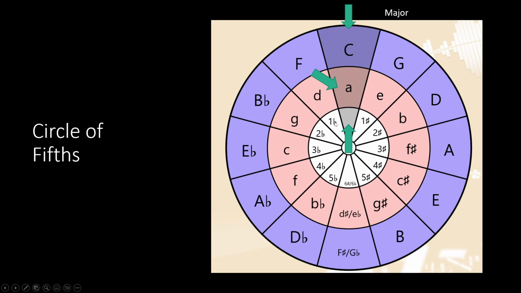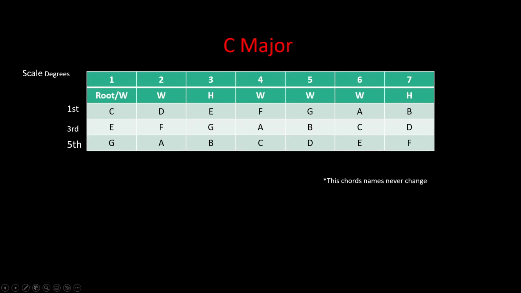How many flats or sharps are in the C major scale? In the A minor scale, there's 0. No flats, no sharps, all right? But if we went to G, there's one: G major, E minor. There's one sharp. And I'm going to show you how we can figure out what that sharp is in a second. All right, so let's jump over to this chart right here.